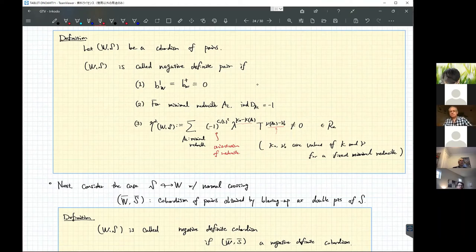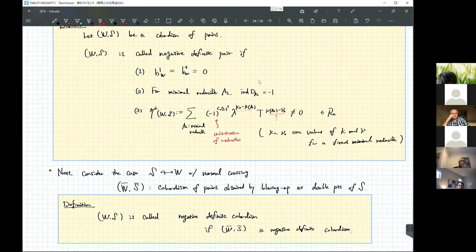Related to the orientation of reducibles. So eta alpha is a sign counting with these two weights. And the condition is this counting is non-zero in a coefficient. If a cobordism of pair W and S satisfies these conditions, this is called a negative definite pair.